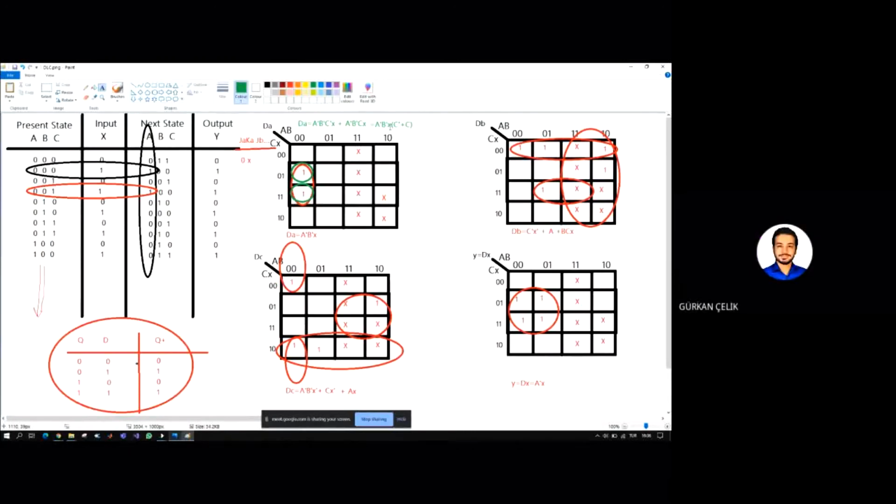Yani ben neden büyük çemberler çiziyorum? Küçük çizsem de aynı ifadeyi elde ediyorum aslında, ama karmaşık oluyor. Ben buraya 8 tane çemberi tek tek çizsem 8 tane ifade olacak. Bunu basitleştirmek için büyük çember çiziyorum. İstiyorsanız daha büyüğünü de yaparım. 16'lık da olur, o da direkt 1 oluyor.